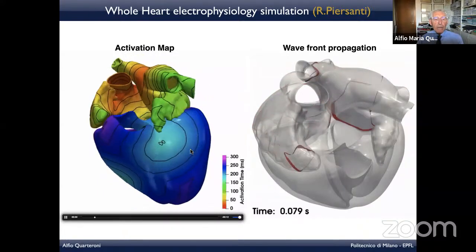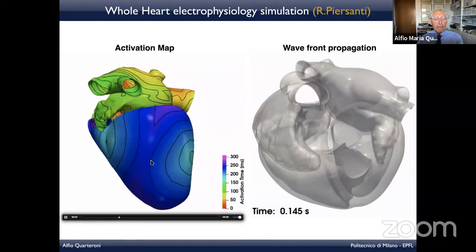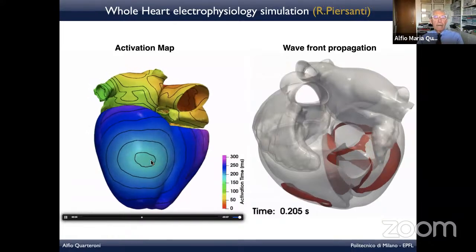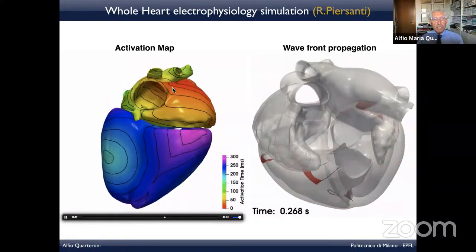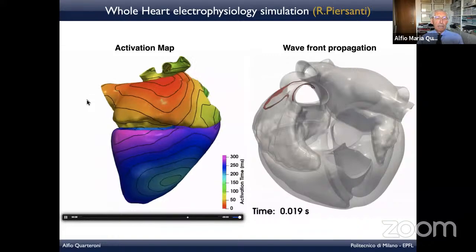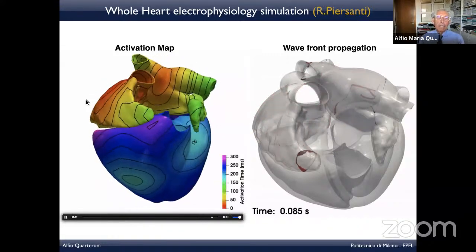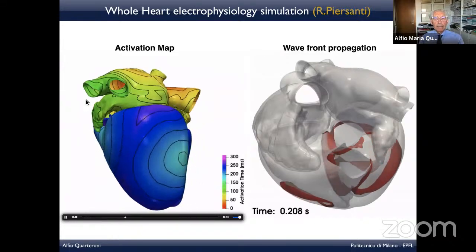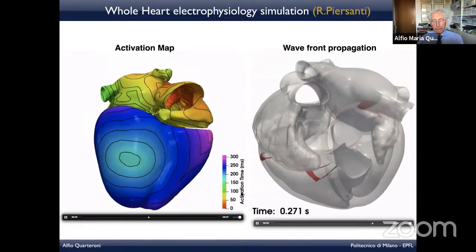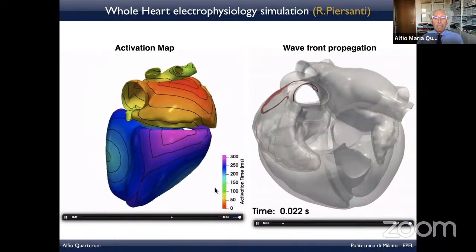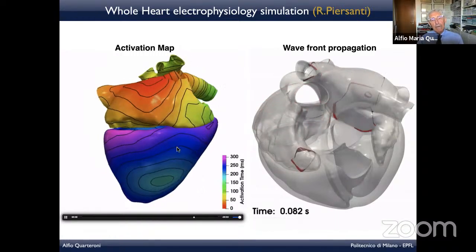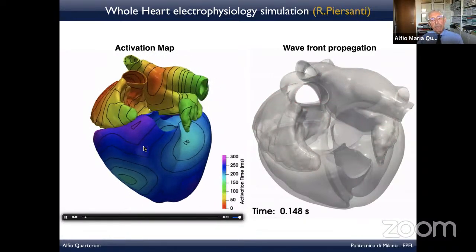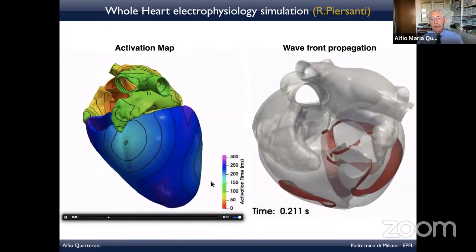So you have the isolines of the time at which single points are activated. What you see here is a sinus rhythm, so it's a physiological beating of the heart, and you see the different times at which the different zones of the heart are activated.